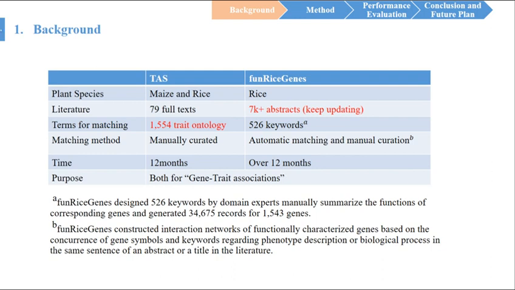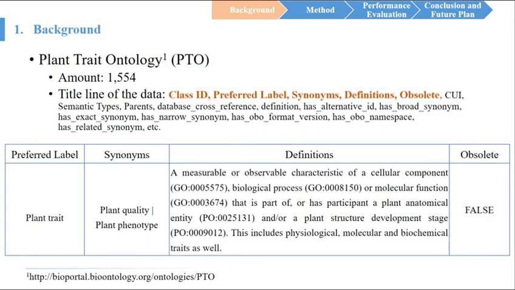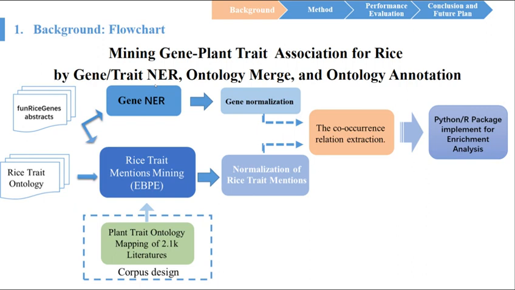Next, we will introduce the plant trait ontology. It was used in the project TAS we just mentioned. And the information concerned is the class ID, preferred label, synonyms, definitions, obsolete or not of the rice trait. Based on this data, we designed the flowchart of our project as the figure shows.